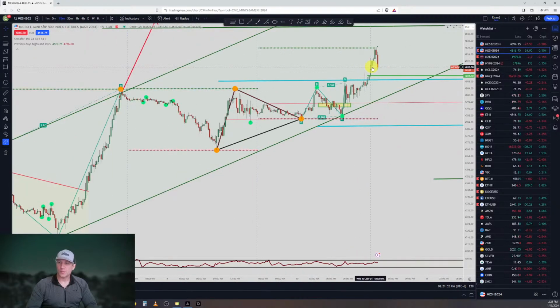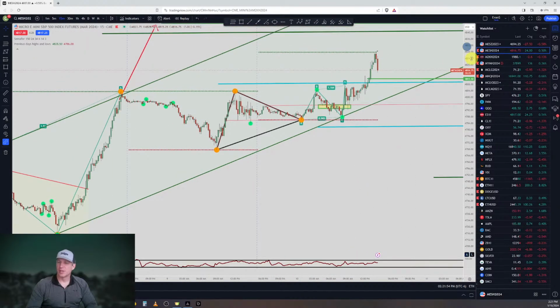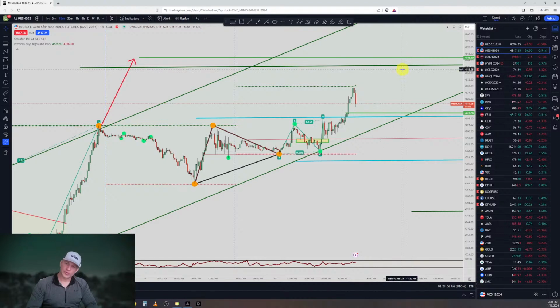So price is currently pulling back a little bit right here, but those are the two trades we have going into tomorrow. Those two long side setups. I'm not in either of these. I'm actually in a short in the Dow Jones. We'll go over that here in a little bit.